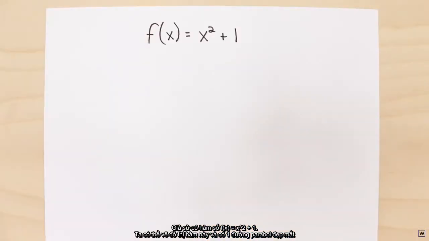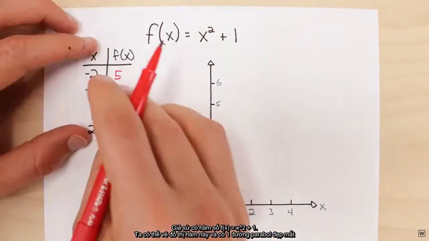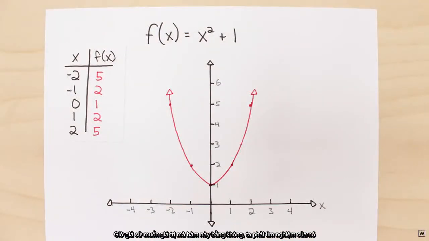Let's say we're given the function f of x is equal to x squared plus 1. We can graph our function and get a nice parabola. Now, let's say we want to figure out where the equation equals 0. We want to find the roots.